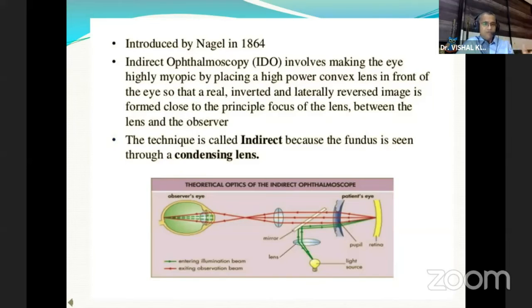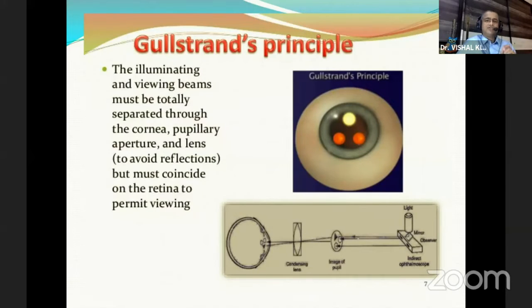Basically, you make the eye myopic by using a high power convex lens. Then the second principle which comes into play is the Gullstrand principle. This is very important to do indirect ophthalmoscopy, because if you can't master this principle, you will always have glare reflection and won't be able to focus on the retina. So what is this principle?